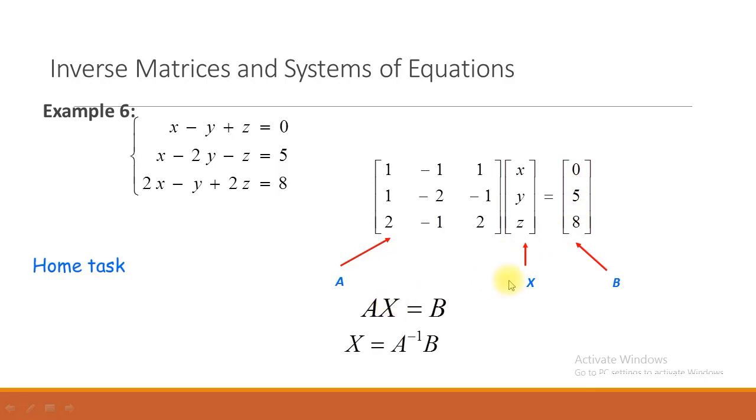So AX is equal to B. You can write it simply as AX = B. After AX = B, we can write X = A inverse B. So first of all, find the determinant of the coefficient matrix. If the determinant of the coefficient matrix is not equal to 0, then find the inverse of the matrix, and then multiplying the inverse of the matrix by the constant matrix, we get the solution of this system. And this is the home task for you.